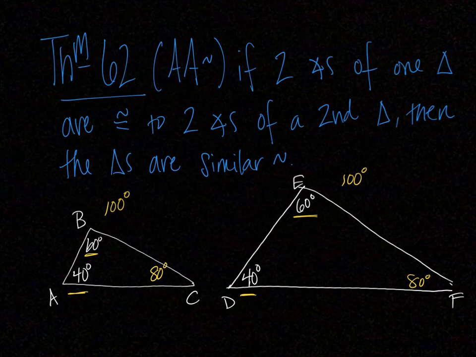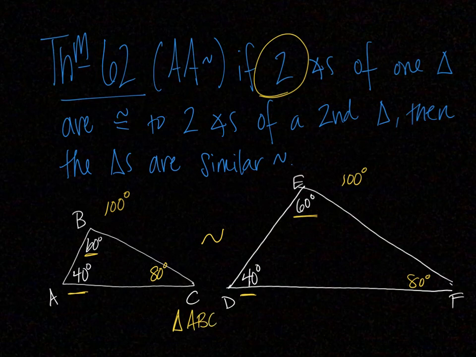But we don't need to go through all that work. This theorem says you don't need all that. As long as you have two angles, we have enough information. So since we have the two angles, 40, 60, 40, 60, the two triangles can be similar just by that information alone. And the way we would list that is we would say triangle ABC is similar to triangle DEF.